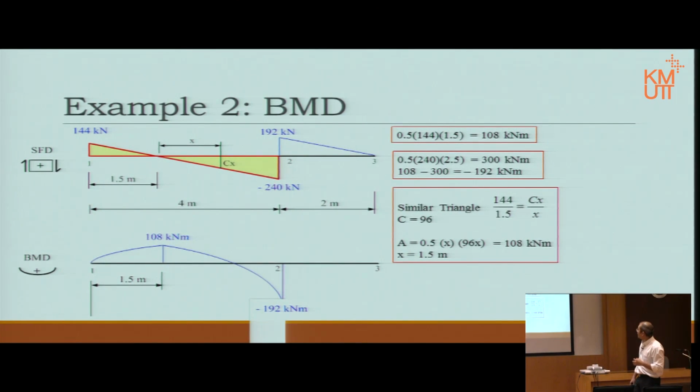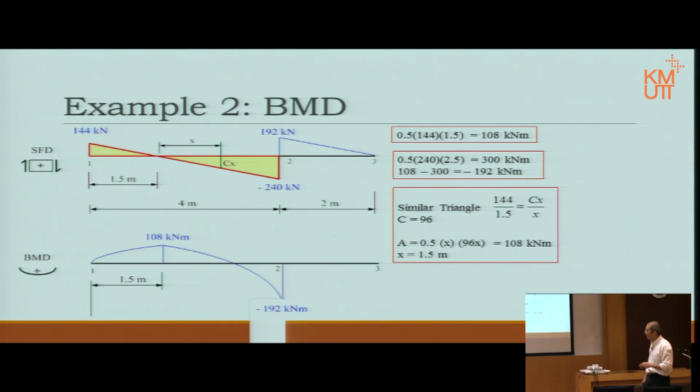Therefore, using similar triangles, we know that 144, the triangle on the left hand side, or we can use the right hand side, is the same ratio. Okay, so we have 144 over the base 1.5. For the base of x, then the height is cx. So on the other side, cx over x. Then we can work out the value of c, 96.